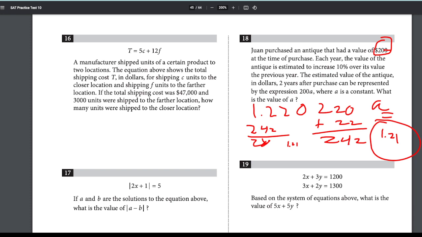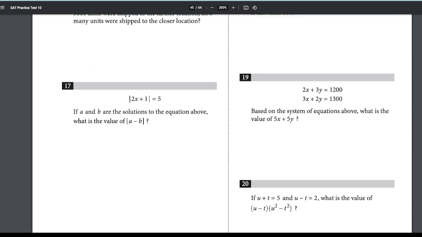Number 19. So you have two equations. What is the value of 5x plus 5y? Well, if we want it in that form, we can just add them straight up, right? So we get 5x plus 5y equals 2,500. Okay? 2,500. Alright.